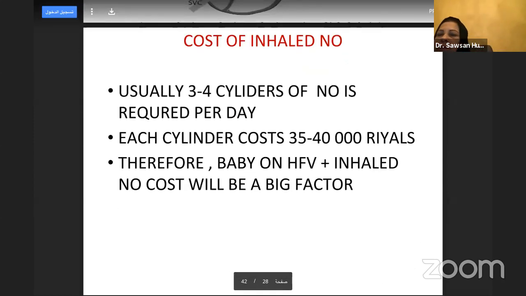What is the cost of inhaled nitric oxide? Usually you need 3 to 4 cylinders of nitric oxide per day. And each cylinder costs around 35 to 40,000 riyals, which is really expensive. Therefore, if you have a baby with PPHN and use high frequency ventilation plus inhaled nitric oxide, the cost will be a very big factor.